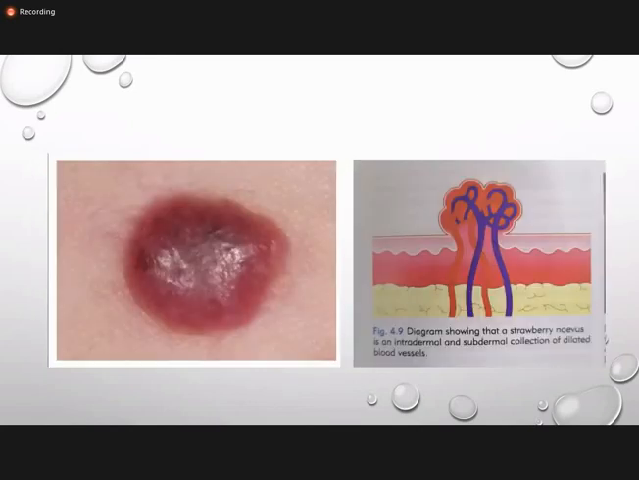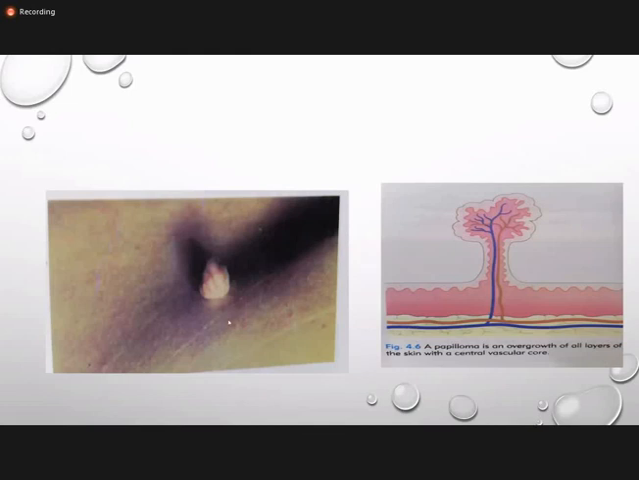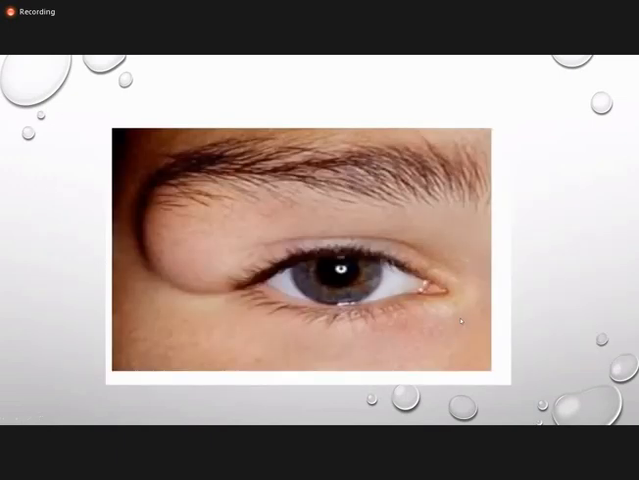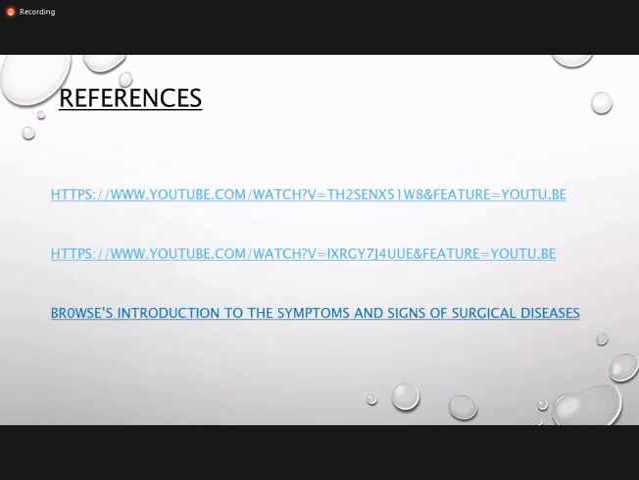This is a hemangioma. And it was a papilloma that I have discussed, that is the outgrowth of all layers of the skin with a central vascular core. Okay, what is this? You can tell me. This is a dermoid cyst.